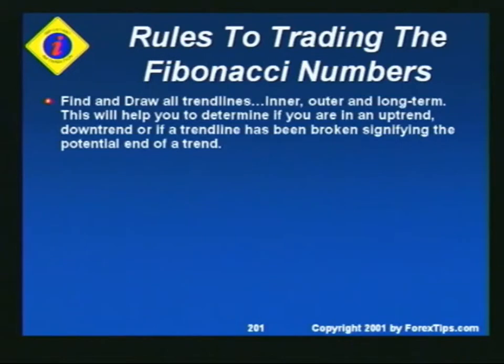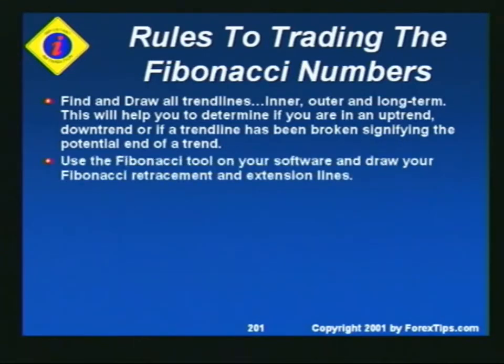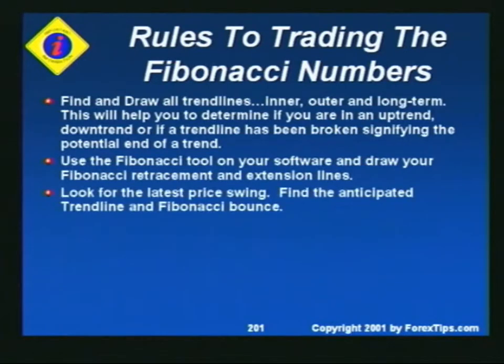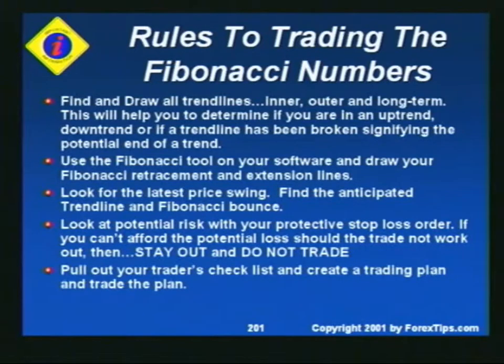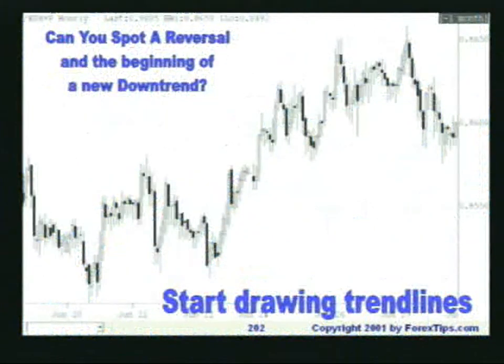Let's go find all our trend lines. That'll help determine whether we're in an up or down trend. If we're in a downtrend, let's find the latest swing. Let's use our software, find the last swing, and look for the anticipated Fibonacci trend line bounce. If the risk is too high, then pass on the trade and pull out your trader's checklist. Let's be wise and prudent and successful, and let's trade our plan.